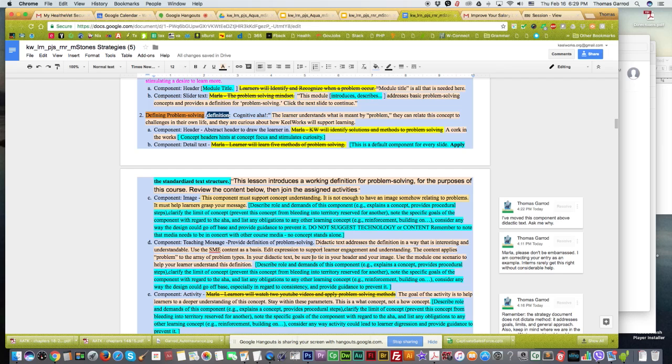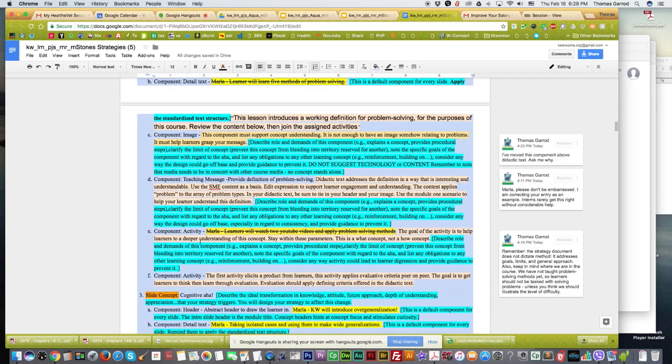We're staying at a high level when we're talking about strategy. And when we're talking about the activity, Marla said learners will watch 2 YouTube videos and apply problem-solving methods. Marla's getting ahead of herself because at this stage, we don't talk about specifics about what we're doing. The only exception is with the slider header and slider text.